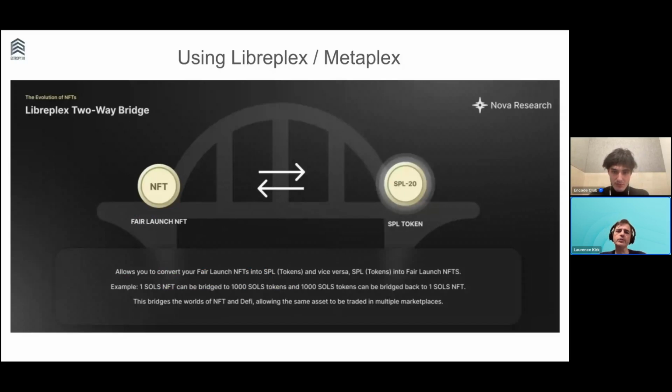Okay, and then it's also on Libreplex, you have this bridge as well, where you can swap back and forth between some of these assets, so some of these tokens. So the example here is the sols. This was created as an SPL 20 token, and you can then bridge that back to the original NFT, etc. So they have ways of doing that. I don't know much more about it than that, other than that this bridge does exist.